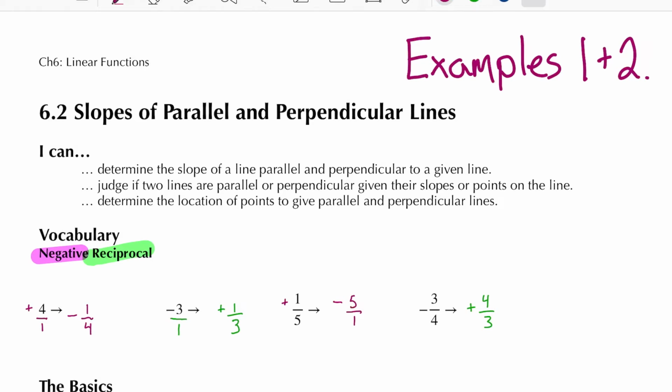This is Mr. Stein, and in this video we are going to go through section 6.2, slopes of parallel and perpendicular lines, examples 1 and 2. By the end of this section, you should be able to determine the slope of a line parallel and perpendicular to a given line. You can say a parallel line will have this slope, a perpendicular line will have this slope. You should be able to judge if two lines are parallel or perpendicular, given their slopes or points on the line. Determine the location of points to give parallel and perpendicular lines. So let's take a look at examples number 1 and 2.